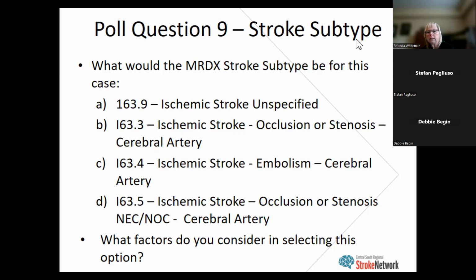So would it be I-63.9, unspecified; I-63.3, ischemic stroke, stenosis or occlusion of cerebral artery; I-63.4, ischemic stroke, embolism, cerebral artery; or I-63.5, occlusion, stenosis, NEC, cerebral artery. And again, we'll give a couple of minutes for people to respond.